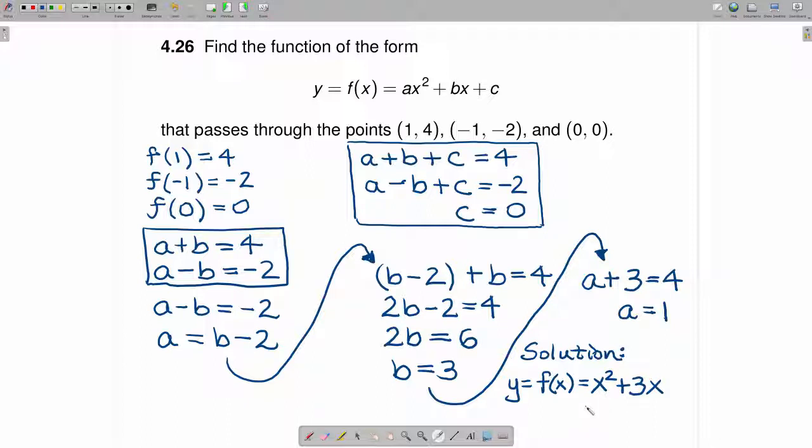And if you wanted to go back and check, you could plug in and make sure that with this function right here, f of 1 is equal to 4, f of -1 is -2, and f of 0 equals 0, and they are.